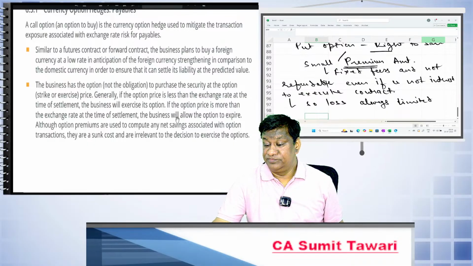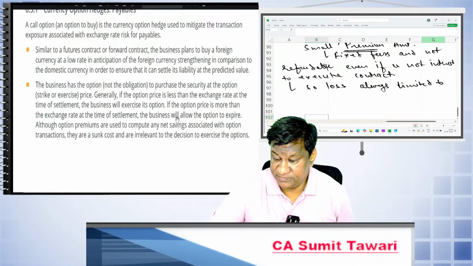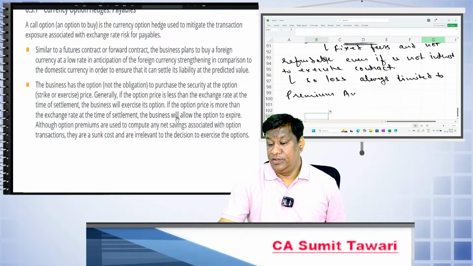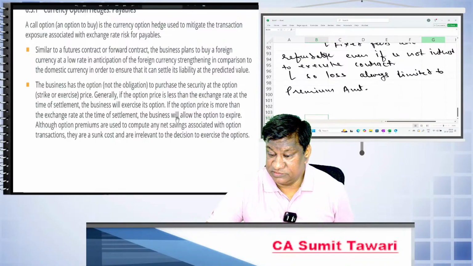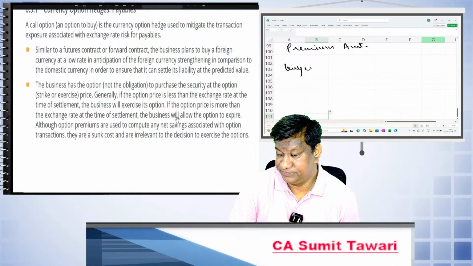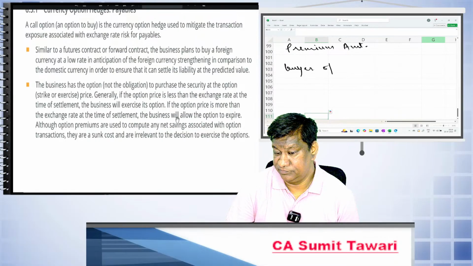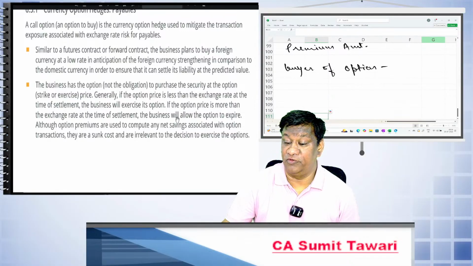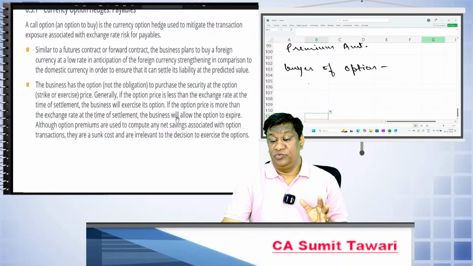Limited to premium amount. Okay, just consider one practical example. Say you are a buyer of the option. If you are a buyer of the option, then what happens? You are not under obligation to execute the contract.